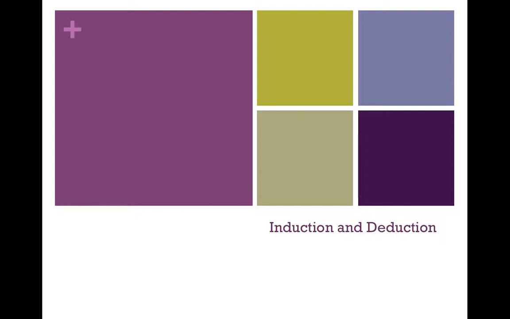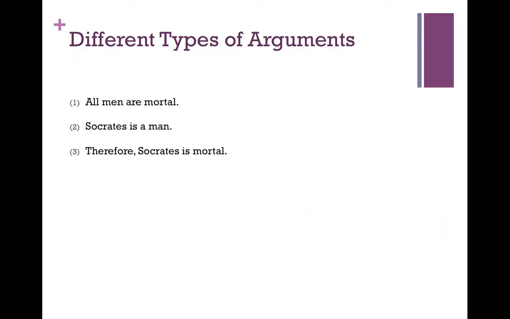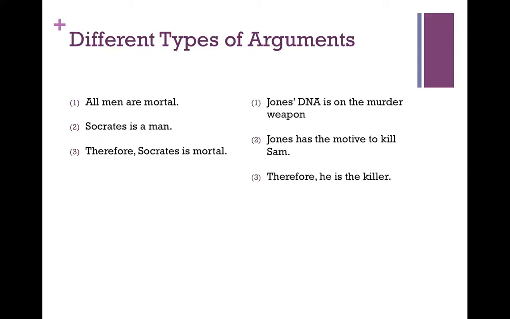And you may have already gotten some sense for different argument types that exist just based on several of the examples I've been using. For instance, here's an argument that you may have seen so far. All men are mortal, Socrates is a man, therefore Socrates is mortal. And think about this argument and compare it with this one that appears on the right. Jones's DNA is on the murder weapon. Jones has the motive to kill Sam, therefore Jones is the killer. And think about the difference between these two arguments.